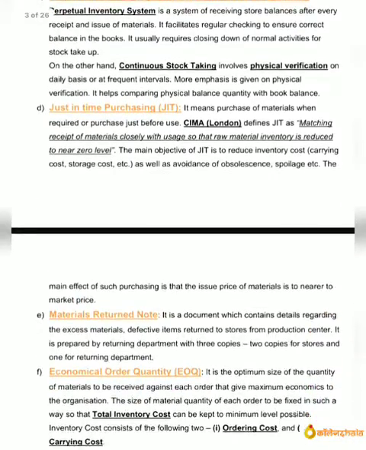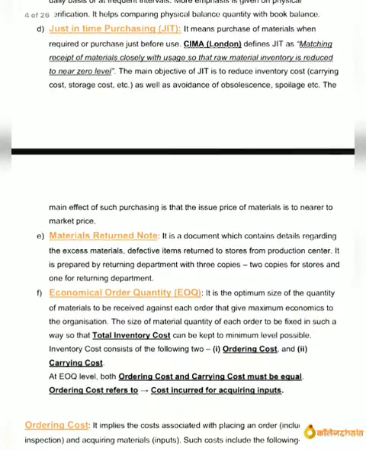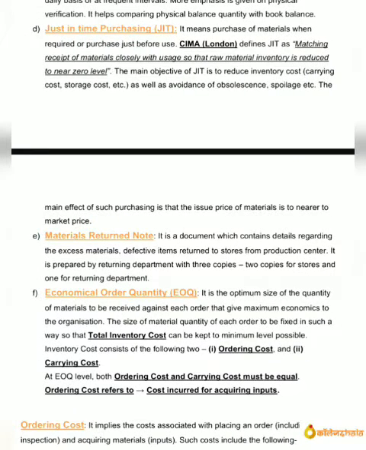Then, the material return note. It is a document which contains details regarding excess material and defective items to be returned to the store from the production center. This document is prepared by the returning department with 3 copies, 2 copies for stores and 1 for the returning department.